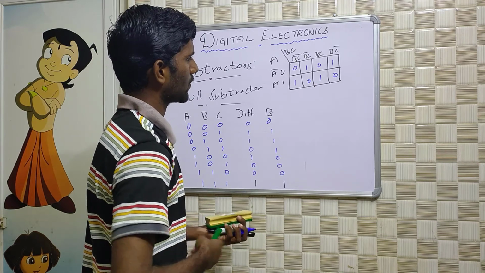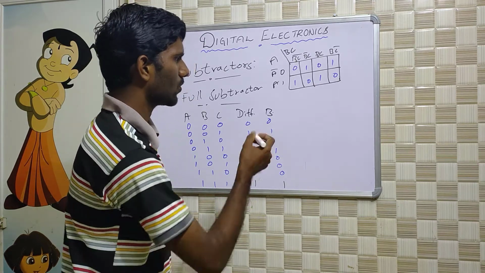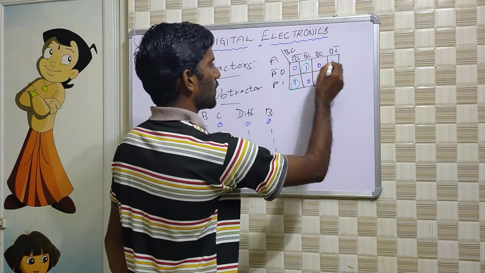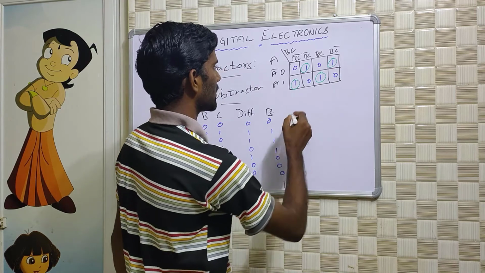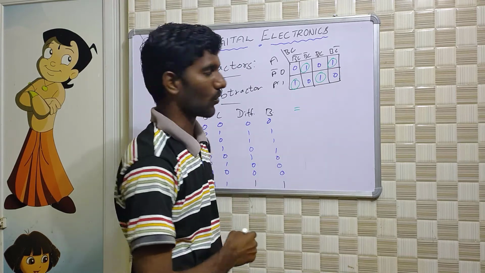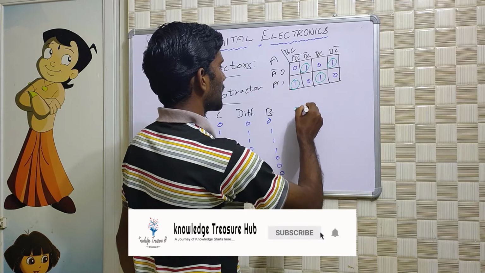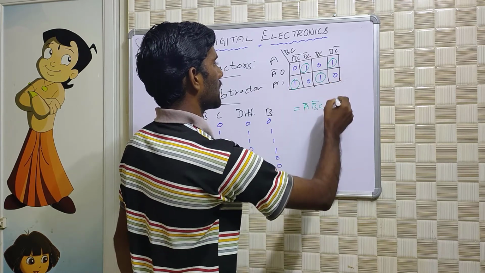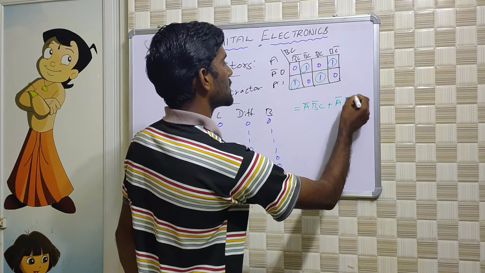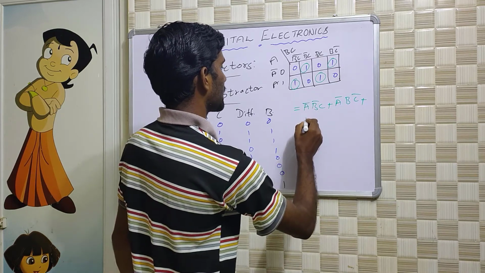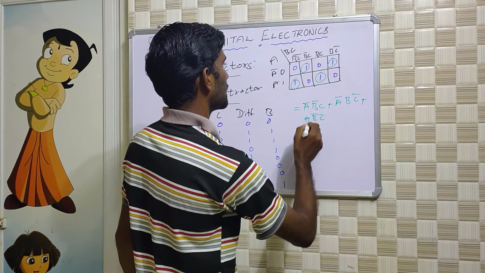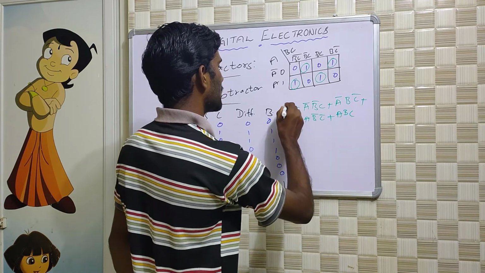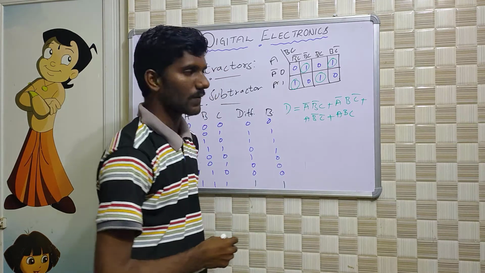Here there are no combinations, so there are no two adjacent cells we can map. So we need to take all individual terms only. There is no other choice for us. So this one: A bar B bar C plus A bar B C bar plus A B bar C bar plus A B C. So this is the equation for difference.